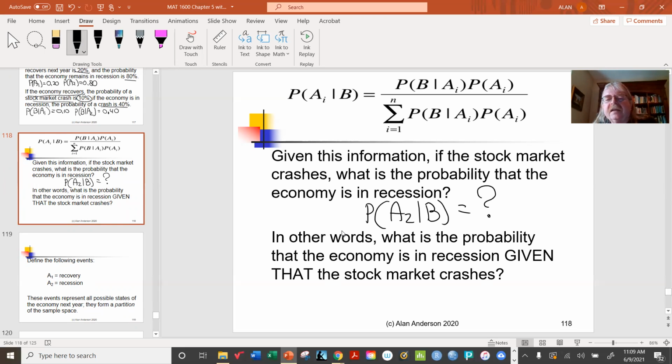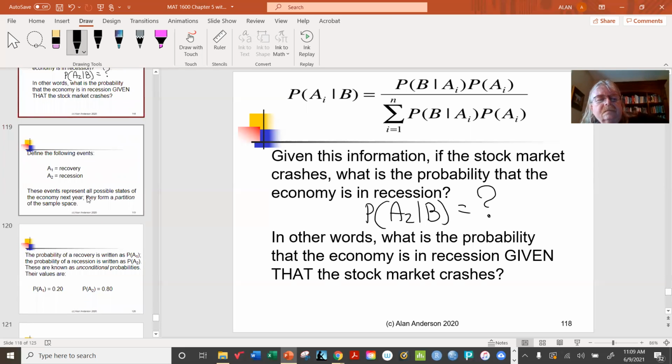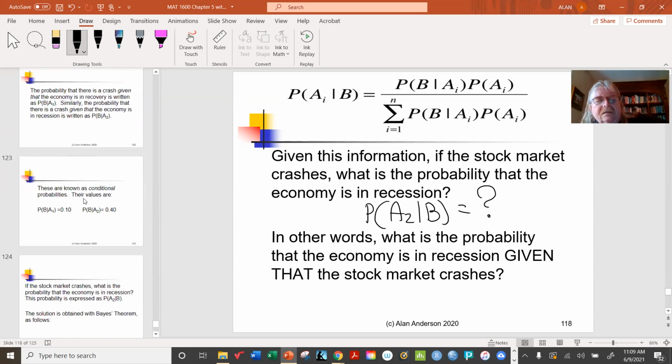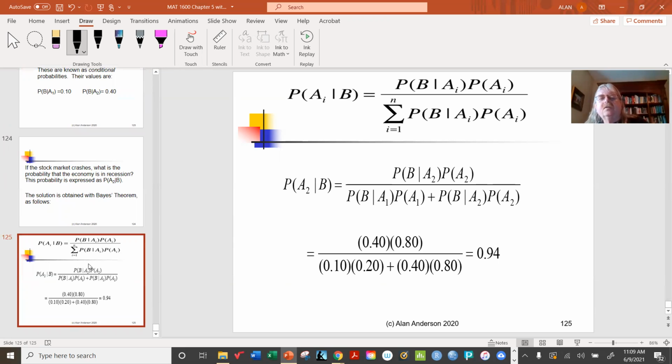Okay, so yes, we're saying, what's the probability that we're in recession, A2 that is, given that we see that the market has crashed? Now we're ready. All right, so in other words, you notice what I've done. In the numerator, these I's have all been replaced by twos. The denominator is determined by the size of the partition. I have to include both the A1s and the A2s.